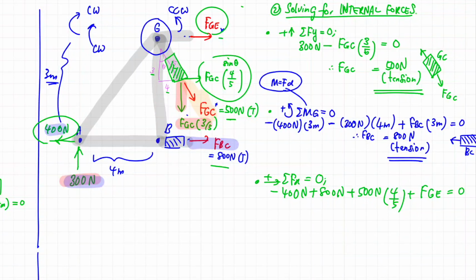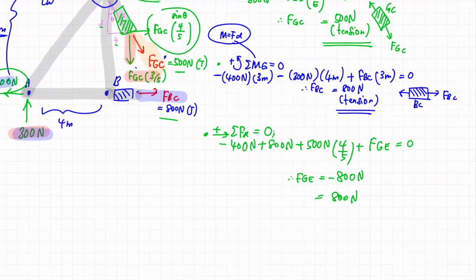As there is only one unknown, we can simply solve for FGE, whereby the magnitude of FGE will become negative 800 Newton. Oh, if it is negative, what then? If it is negative, it means that the actual direction of the force GE would be in the opposite direction. So basically, the magnitude is 800 Newton.